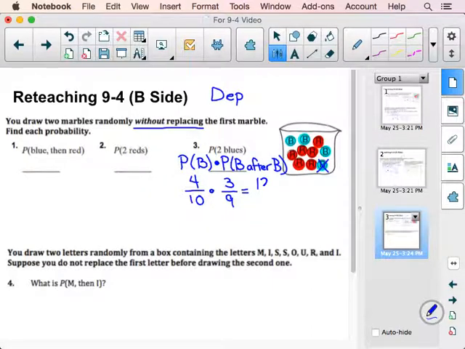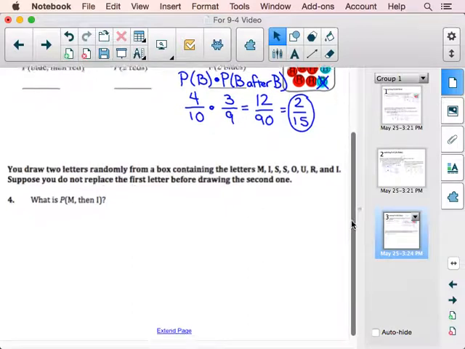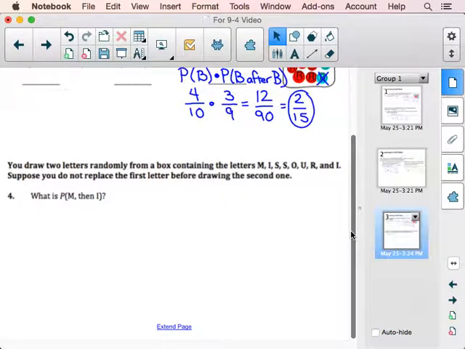Then you're going to multiply your numerators and your denominators. And when you simplify, you're going to get an answer of 2/15. You'll notice that this answer is different from problem 3 on the front of your worksheet because of that dependent probability situation. Now let's look at number 4. Again, this is very similar to problem 4 on the front, except for one little part of the directions.